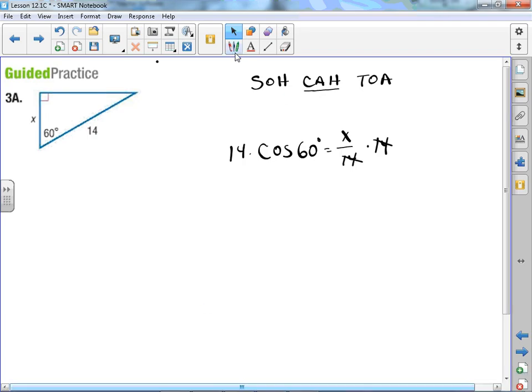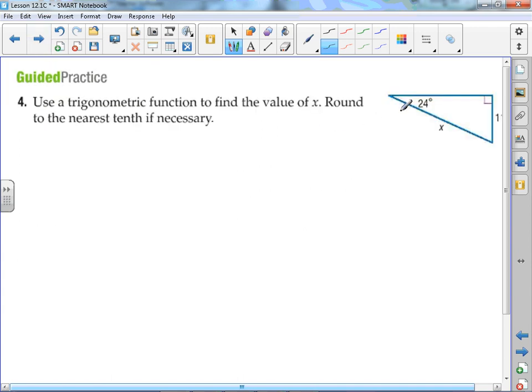Going back here, getting that missing side length. All right. So x has to be 7. All right, so there's our 7 right there. Now we've just found the missing side length. All right. Now, this one, the x was on top. In this next example, you'll see what happens here.